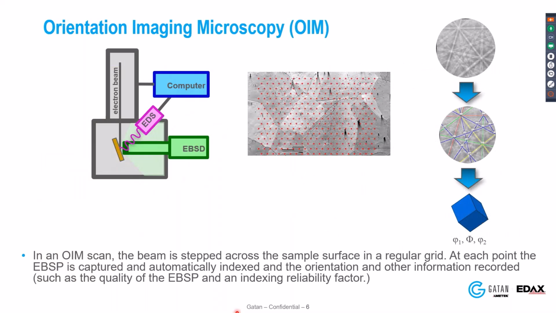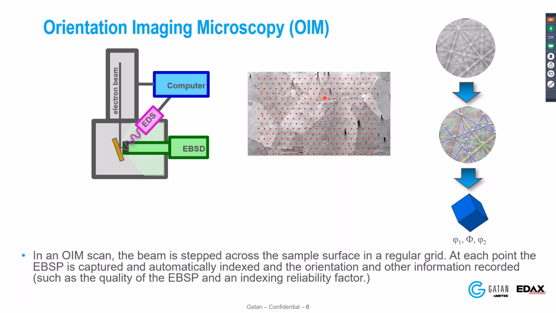And the most common application for EBSD is something that you'll hear called EBSD mapping, but we've also termed it orientation imaging microscopy. So we basically have our computer talking to the SEM, talking to the EBSD detector and to the EDS detector. We determine our analysis area of interest. This can range from nanometers to centimeters if you montage fields together. But we determine the area we want to sample from.